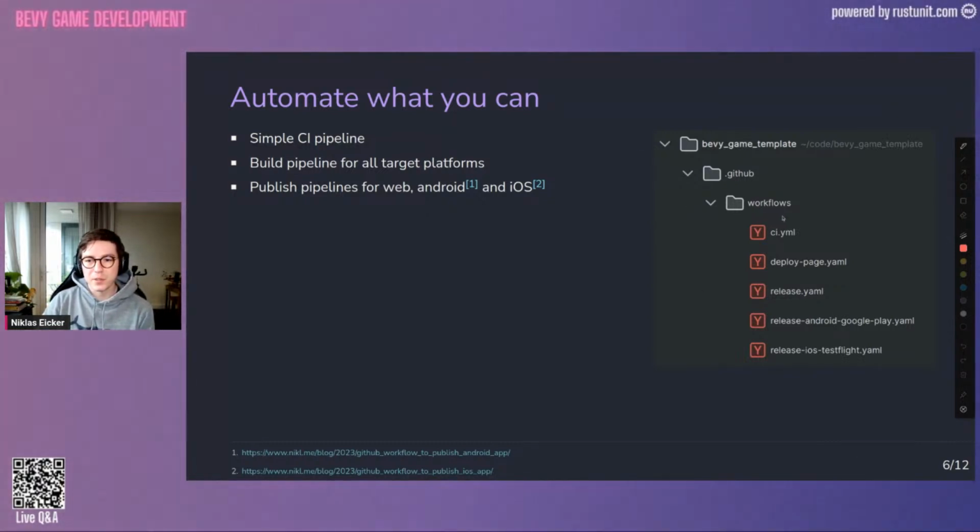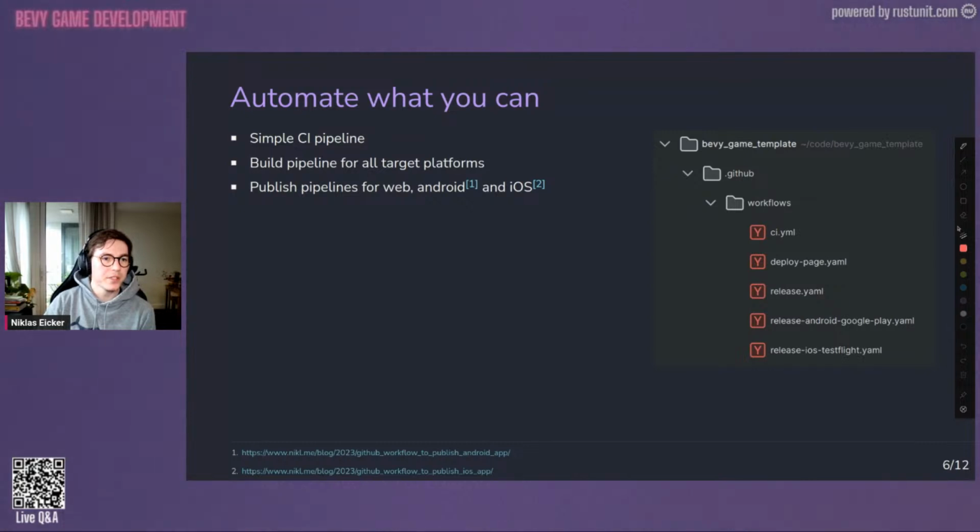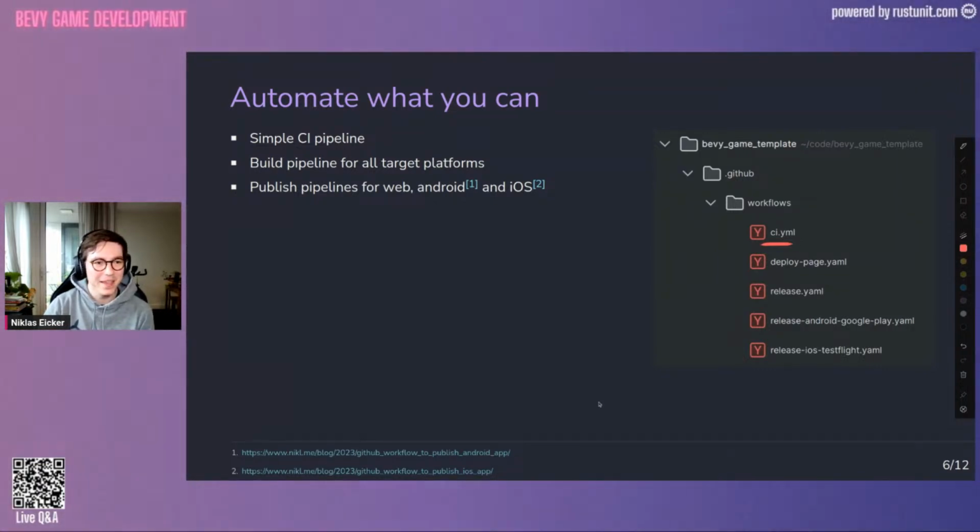On the right, you can see the workflow directory of the template. There's 5 YAML files in there. First of all, we have a simple CI pipeline. So this is a CI YAML. It will just do things like check the format, check linting, run cargo tests in case you have unit tests. The template doesn't really have any logic, so there are no unit tests, but you might have some.